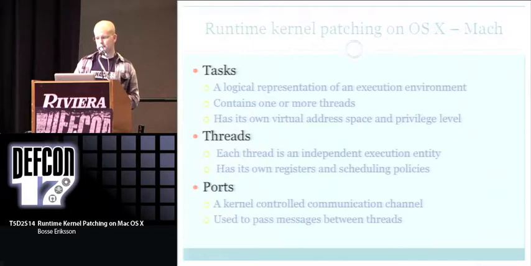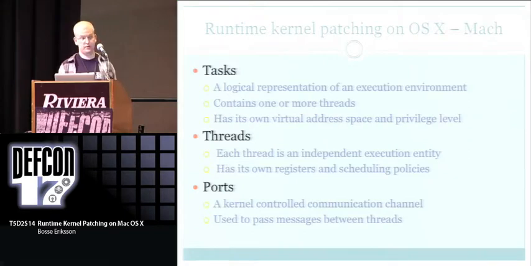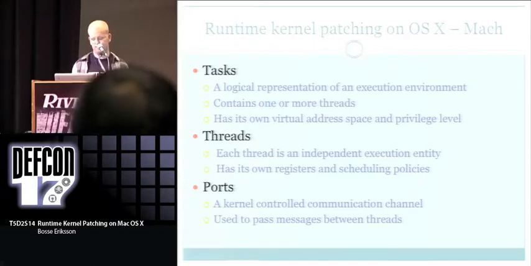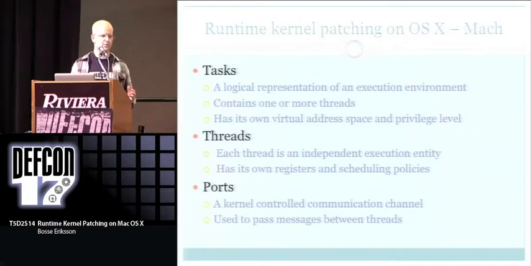This is a basic overview of the Mach kernel. The Mach part of the XNU kernel has tasks, which are a logical representation of an execution environment. Fancy speaking, a task contains one or more threads, and a thread has its own registers and scheduling policies. We're not going to go too deep into this because we don't have time, but you also have ports. A port is like a message communication channel, used to send messages between processes. That's basically all you need to know for this.